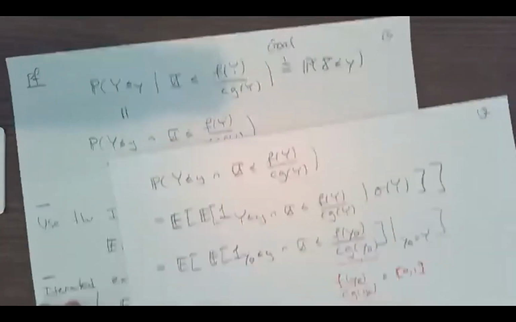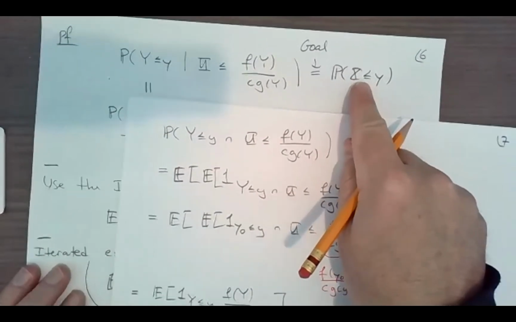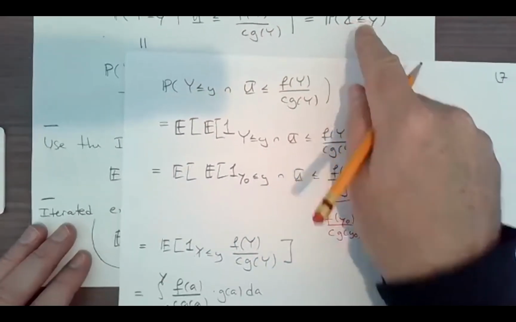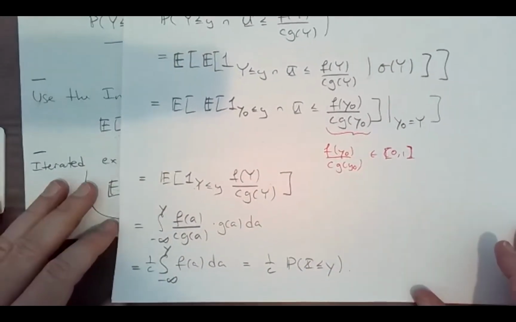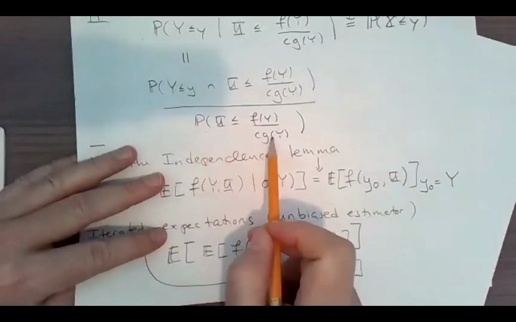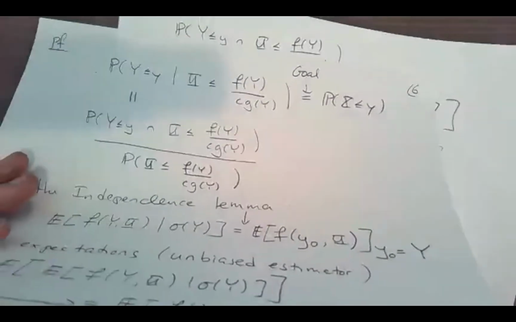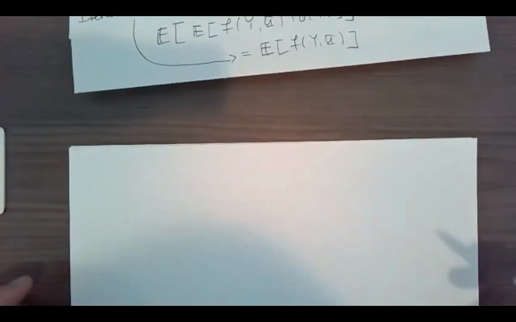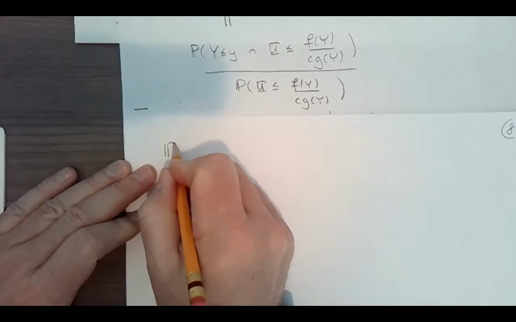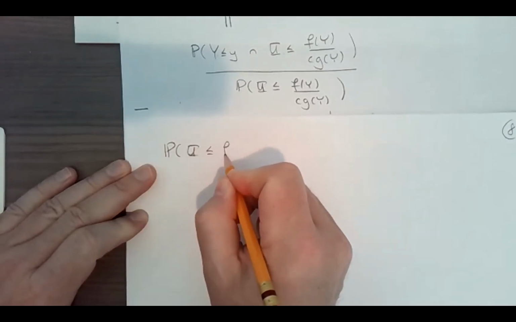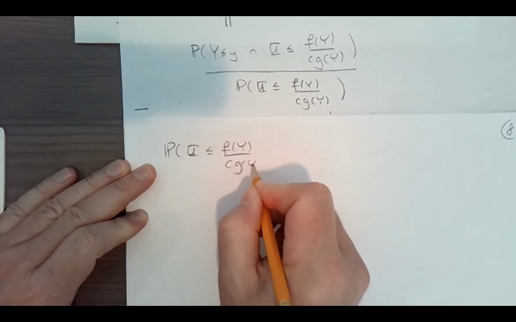So we're getting closer. At least we got something up here. That looks familiar. We have a 1 over c, but of course this was only one part. The other part we have to calculate is what is downstairs. Let's try to calculate what's downstairs. The thing that is downstairs is, so we compute P of U less than f of Y divided by c g of Y.